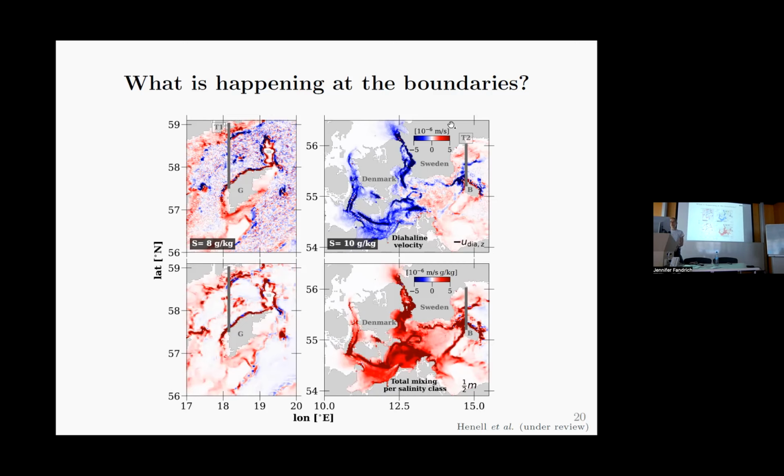But what I want to show you now is if we take a look at these transects. So in the paper, we look at two different transects, but here we'll just look at transect number 1, so between Gotland and the Swedish mainland.